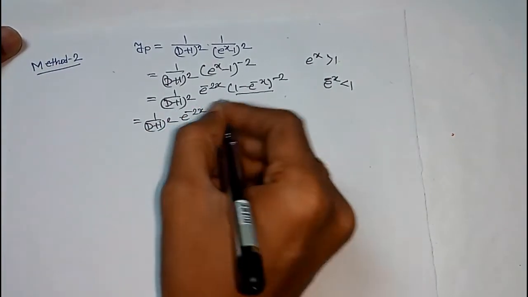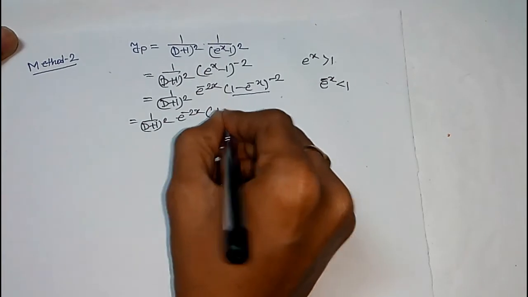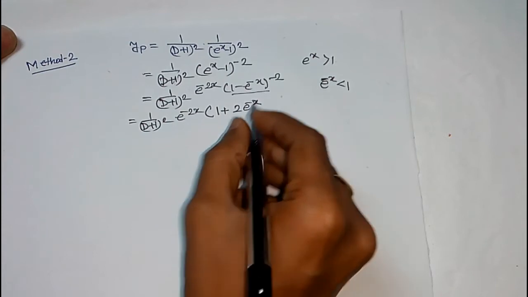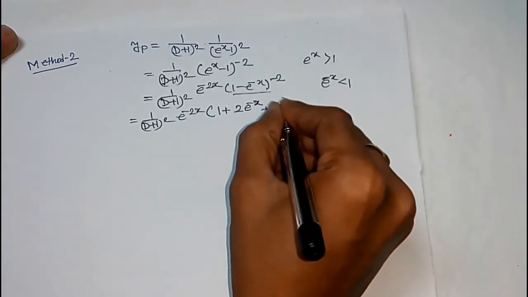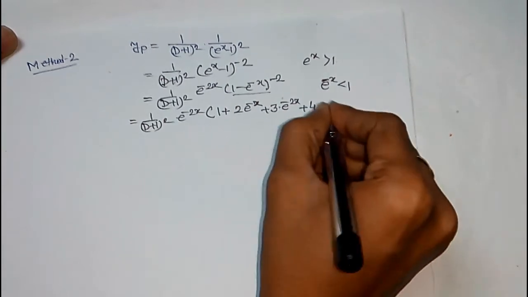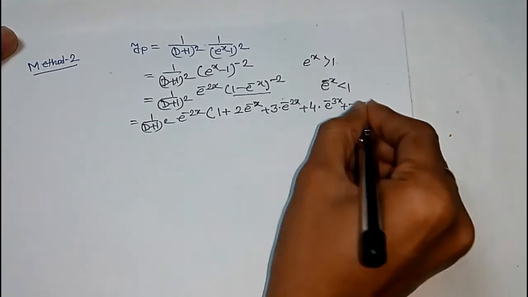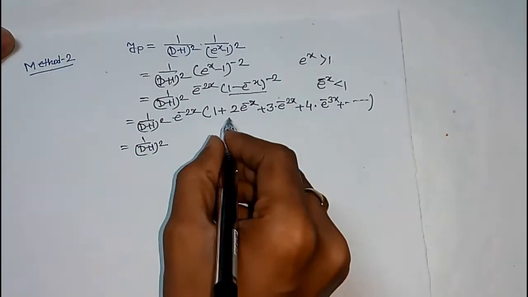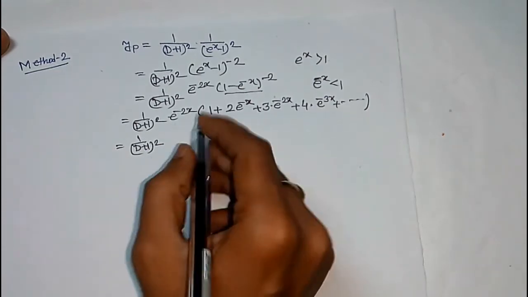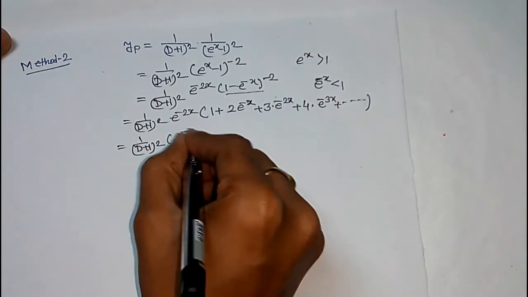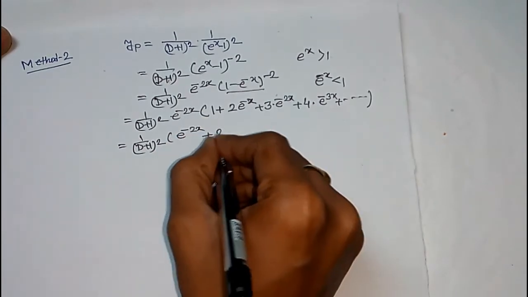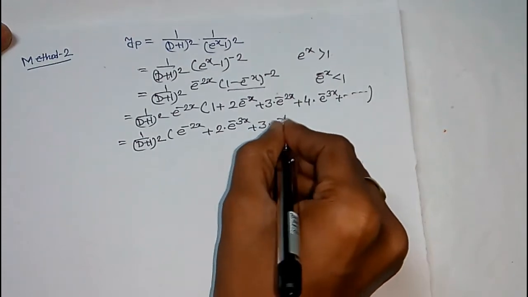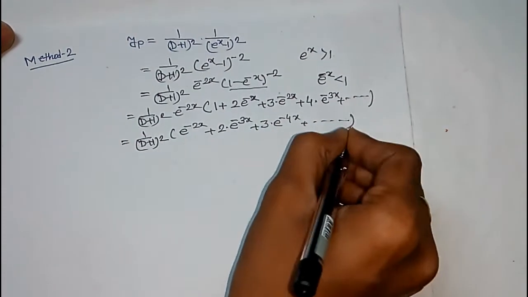Next, expanding the function in binomial series, we have 1 plus 2 into e to the power minus x plus 3 into e to the power minus 2x plus 4 into e to the power minus 3x up to infinity. Now multiplying the series by this function, we get e to the power minus 2x plus 2 into e to the power minus 3x plus 3 into e to the power minus 4x up to infinity.